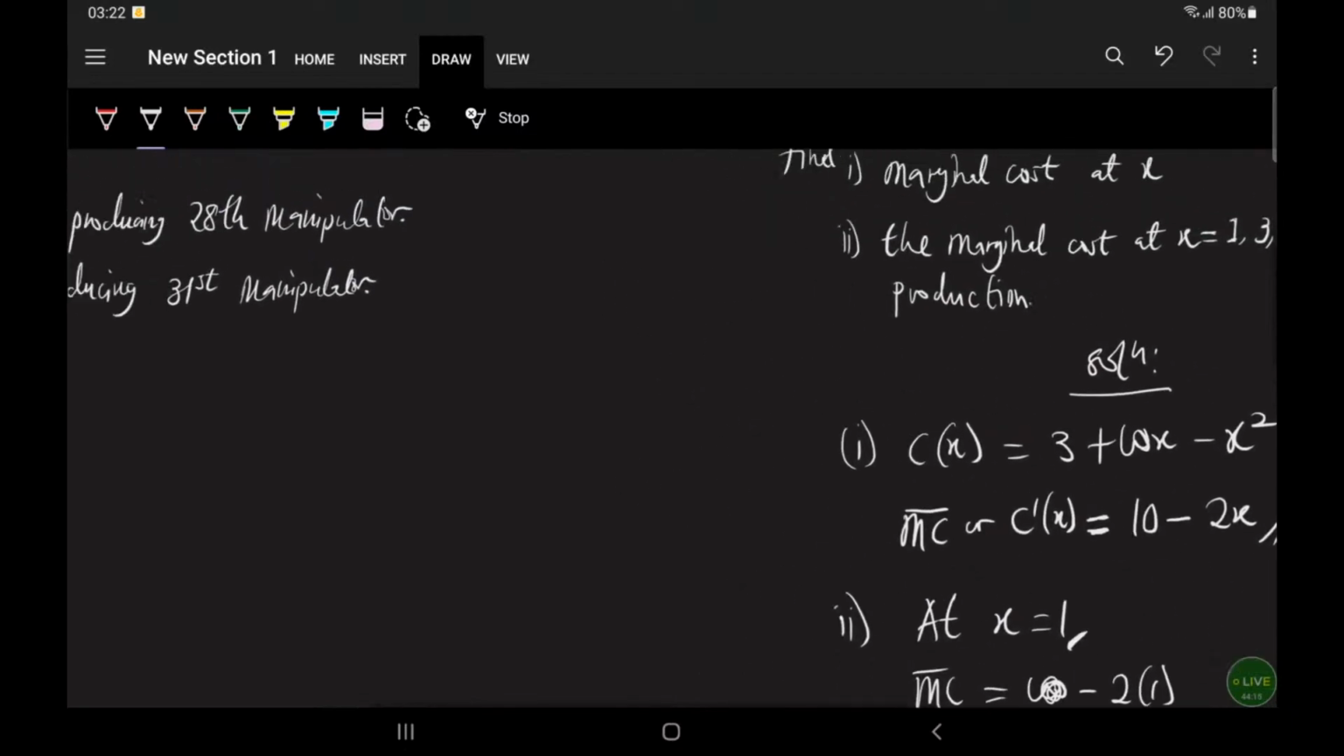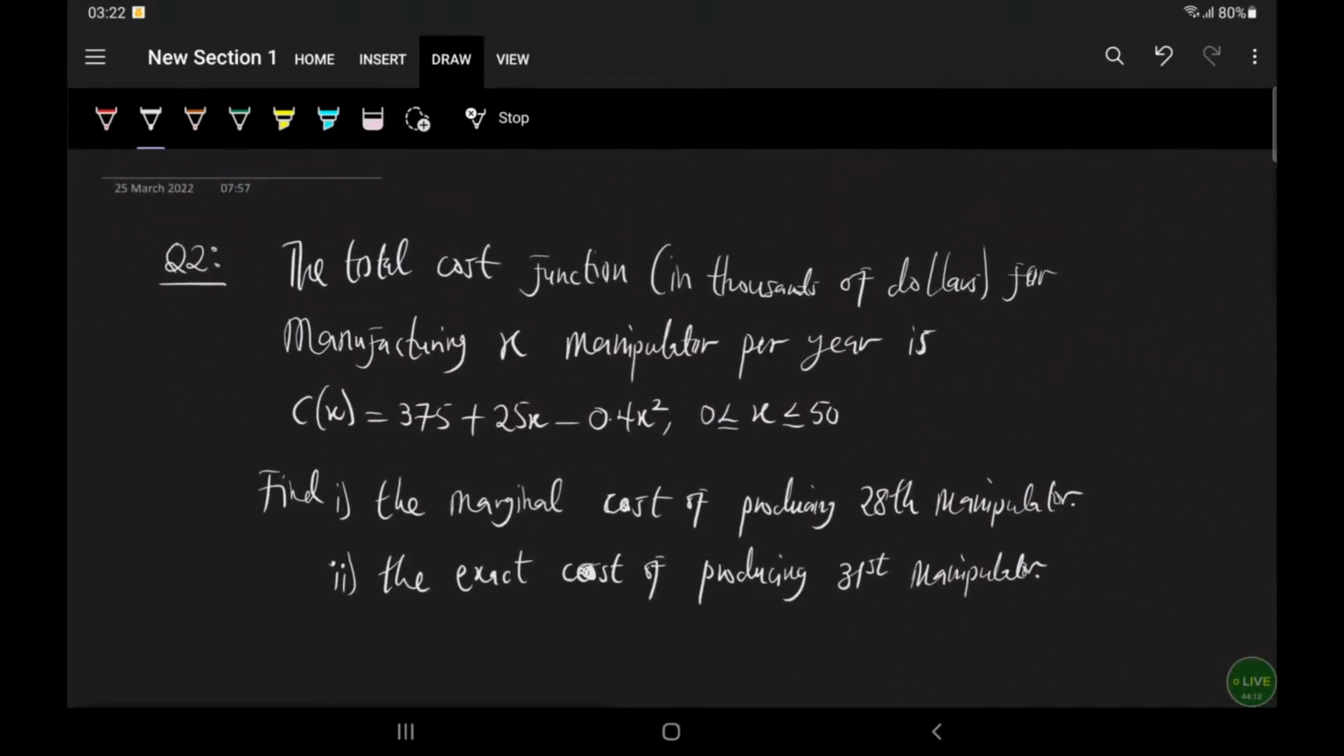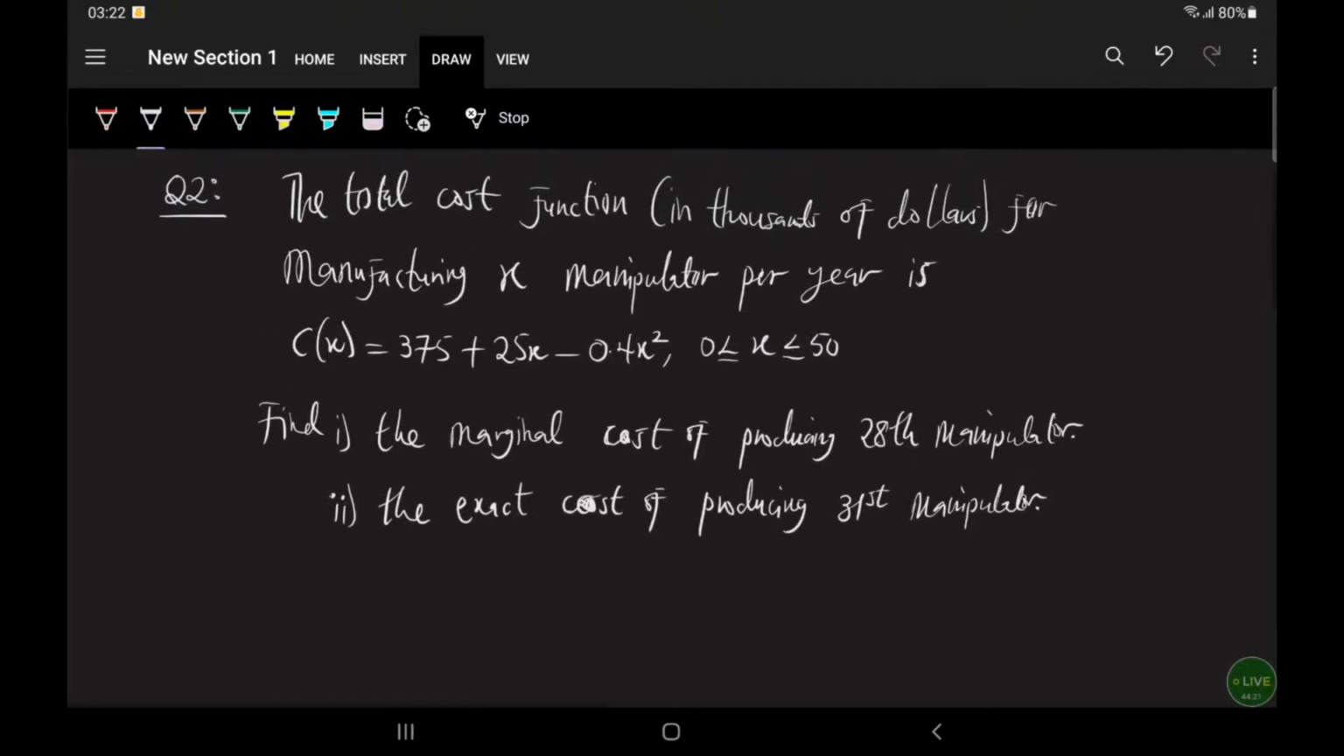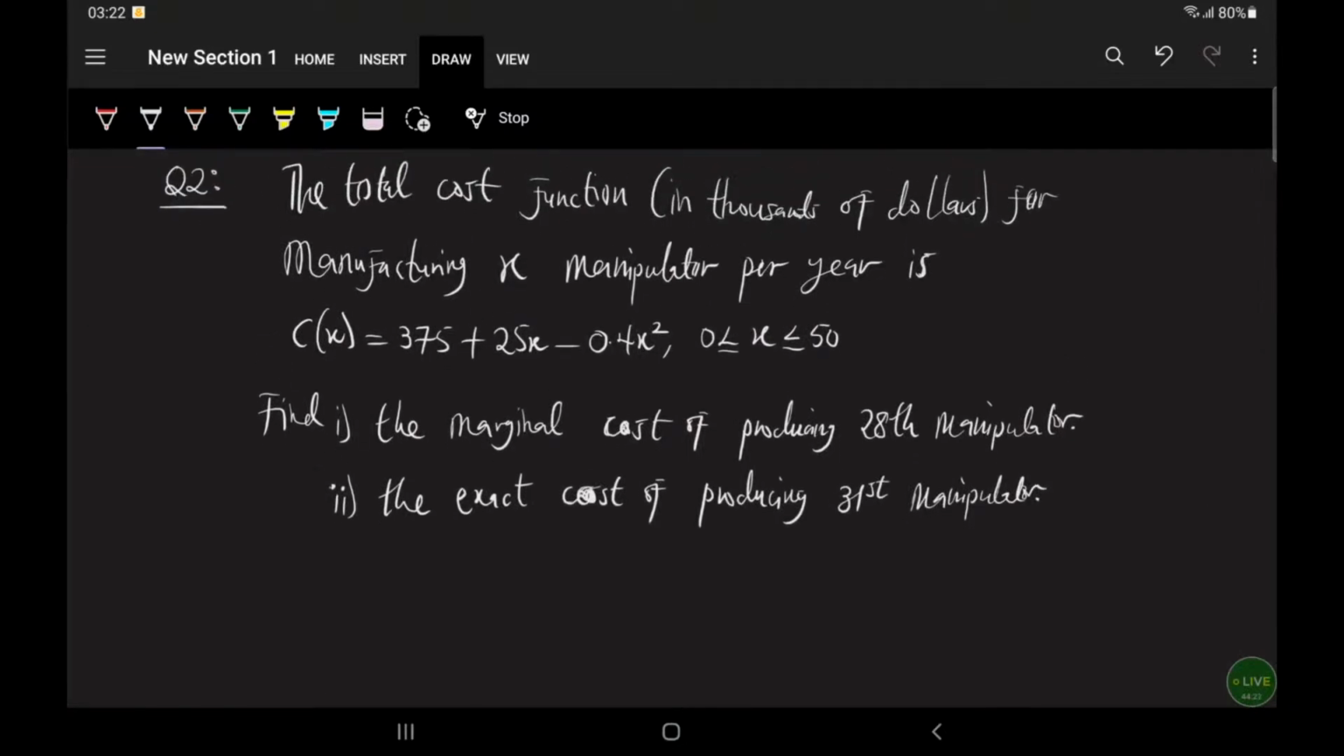Let's solve more questions. Let's move on to question 2. So this is question 2. The total cost function in thousands of dollars for manufacturing a manipulator per year is given as 375 plus 25x minus 0.4x squared. So it means that we can operate from 0 to what? 50, sorry, from 0 to 50. That's where we can have our production level being produced. We can produce our manipulator in the range of 0 to what? 50. I believe that's clear.